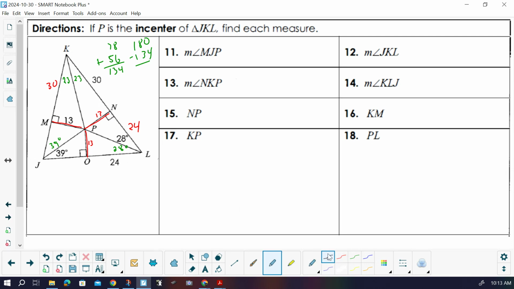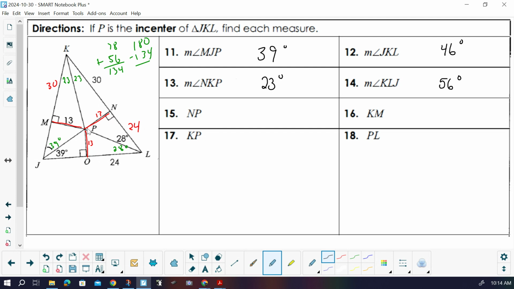All right, so now let's fill in what we can figure out easily. MJP. Where's M? MJP. That's this one right here, 39 degrees. JKL. Where's J? JKL. Okay, that's a big angle. That'd be 46. NKP. That's this side right here, 23. KLJ. That's this whole big angle right here. That'd be 56.